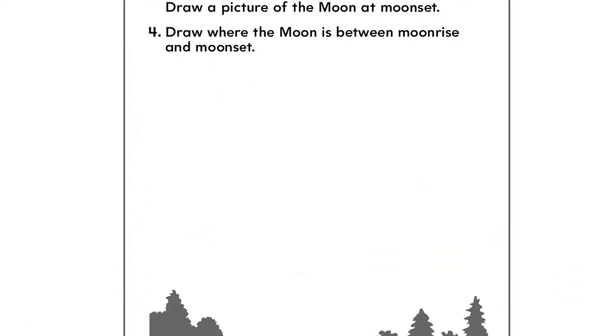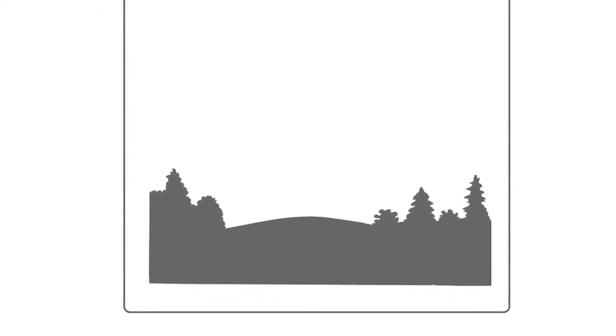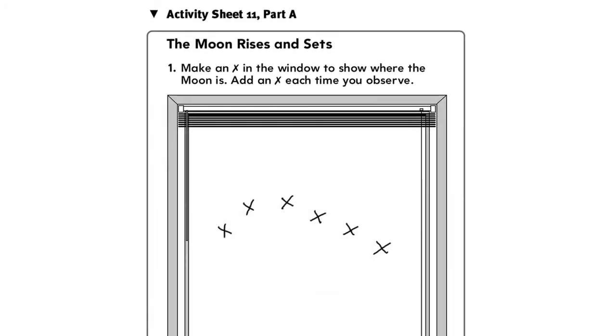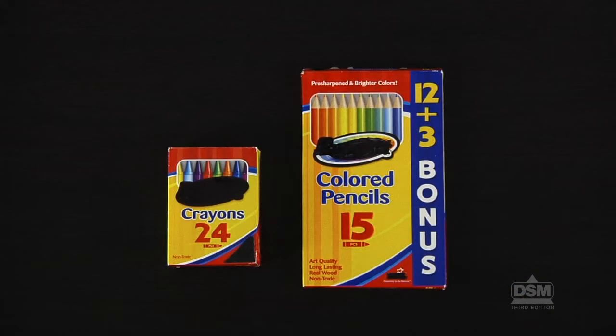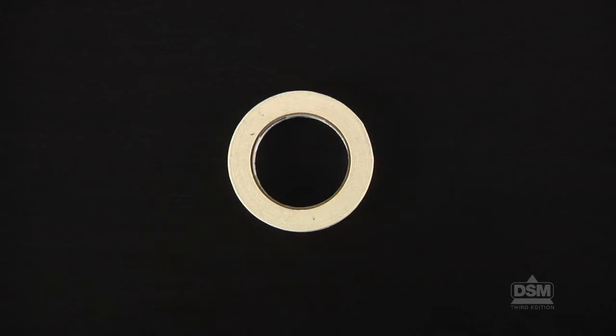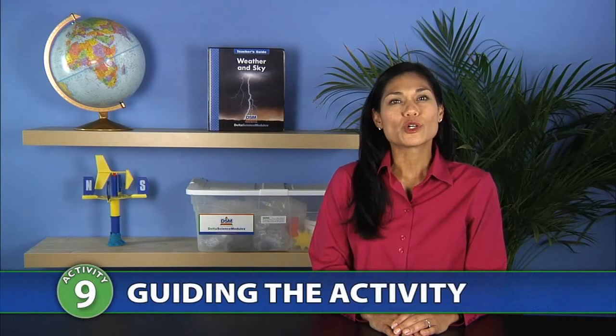To prepare for Session 2, make a copy of Activity Sheet 11, Part B for each student. Students will also need Part A from Session 1. Clear an area in the classroom where students can role-play the rotation of Earth. Each team of 2 will need a box of crayons or colored pencils. You will need a roll of masking tape. To begin Session 2, redistribute student copies of Activity Sheet 11, Part A.